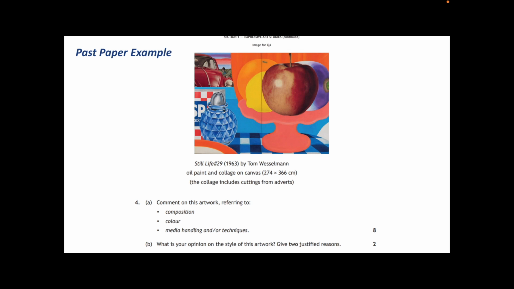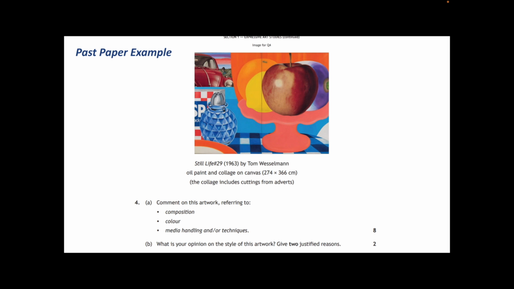In this past paper example, the question asked to comment on the artwork, referring to composition, colour, media handling and/or techniques. For the composition prompt, I could talk about points including focal point, leading lines, viewpoint, rule of thirds, etc. I am going to give an example answer.